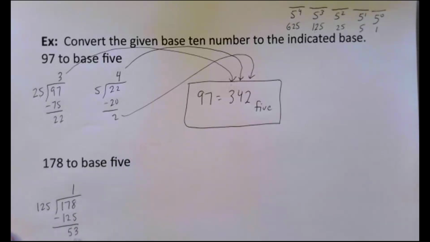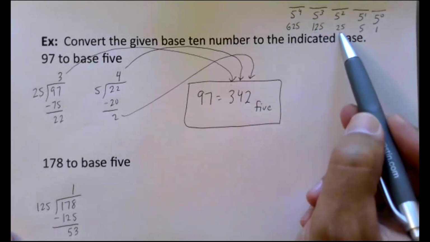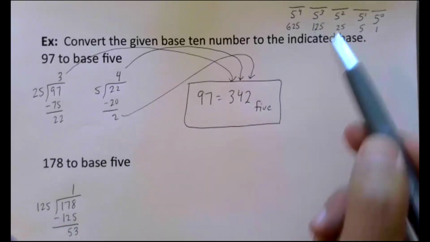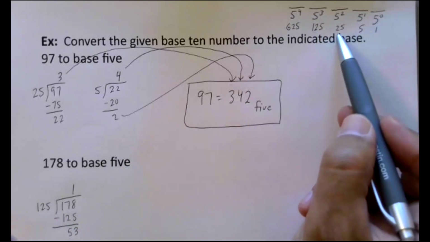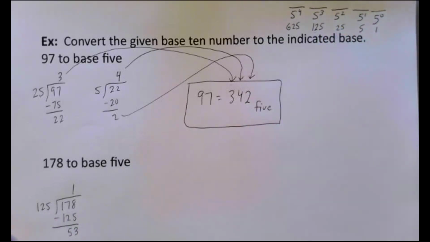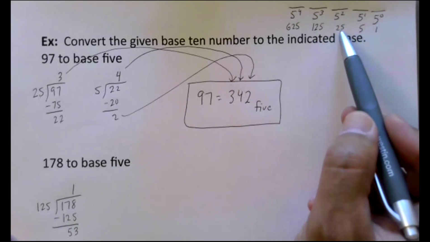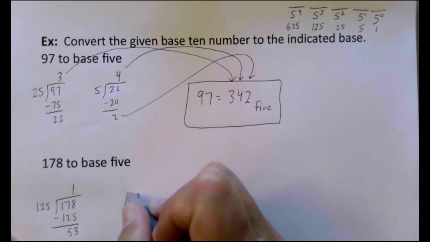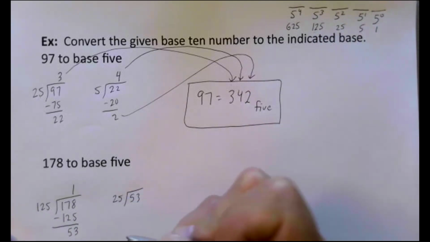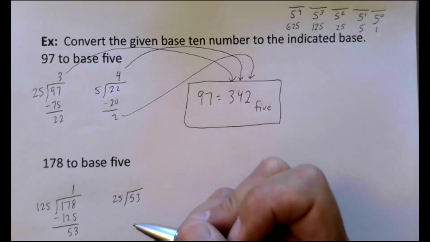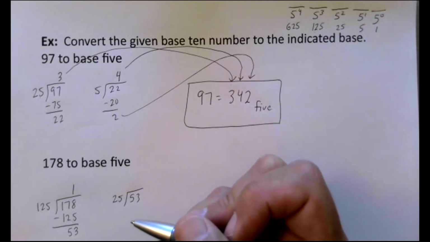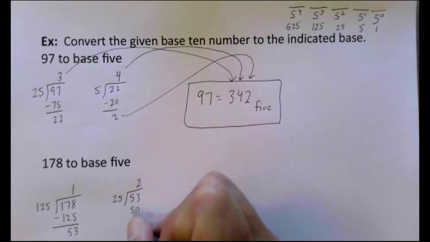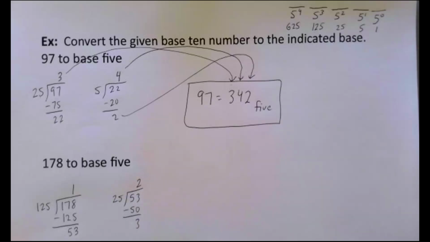We take that 53 and you always divide it by the next thing over. So we just started by dividing by 125. The next place value over to the right, in this case, is 25. So I'm going to take the remainder and divide it by the next place value over. In other words, I'm trying to figure out how many times 25 goes into 53. If you do the long division, 25 goes in there twice. Remainder of 3.